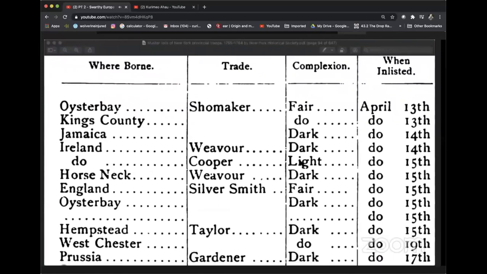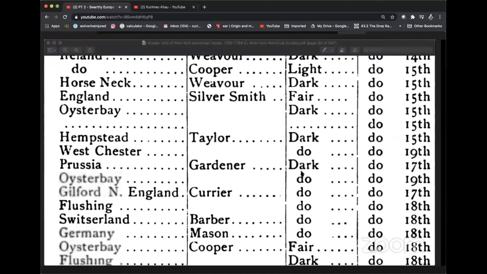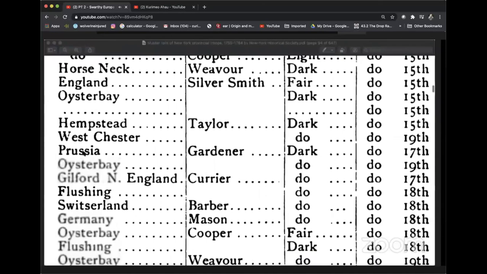Yeah. And what they're saying here, dark. Hempstead, Taylor, dark. Hempstead sounds like the place they were growing some crop. Like, oh, they were growing a lot of hemp right there. You know that. Hempstead, man. Yeah. Prussia, from Prussia, he's dark. Look at that. Prussia's in Germany, I believe. All right, it's a dark German.